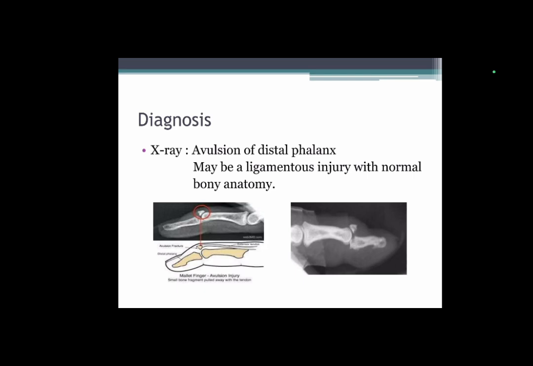Next, we look at the radiological examination. X-ray taken in AP and lateral views confirms avulsion fractures, assesses joint alignment, and rules out other fractures or dislocations. Next, we look at the differential diagnosis.